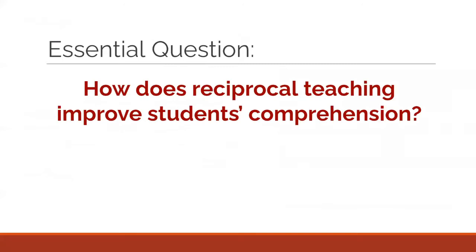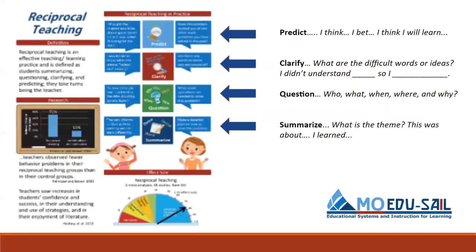So let's start with this essential question. How does reciprocal teaching improve students' comprehension? Reciprocal teaching is a scaffolded or supported discussion technique that incorporates four main strategies: predicting, questioning, clarifying, and summarizing, that good readers use together to comprehend text.